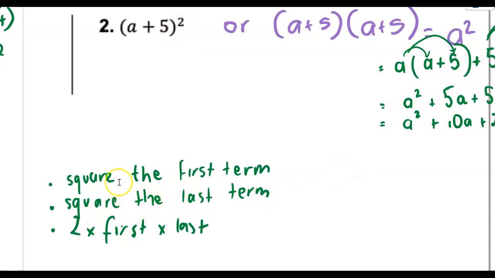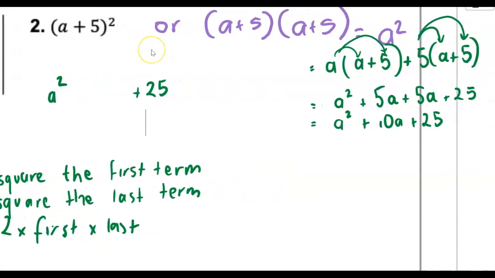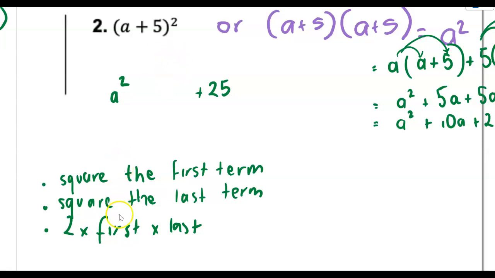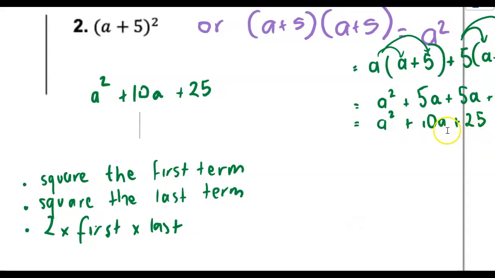There's a shortcut, okay? And the shortcut is square the first term, so we'd have a squared, square the last term, and I've got that at the end, 25, and then we're going to have 2 times the first term times the last term. So 2 times a is 2a, 2a times 5, that's 10a. So there's my answer using the rule. There's the answer I got over here to the right by expanding my brackets. Either way works. Some of you will like to use this. It just makes it a little bit quicker, but if you're not confident, you know you're going to get it right doing it that way.